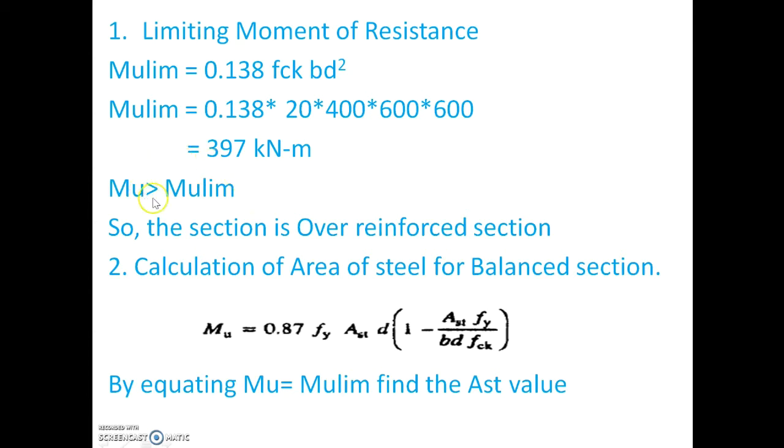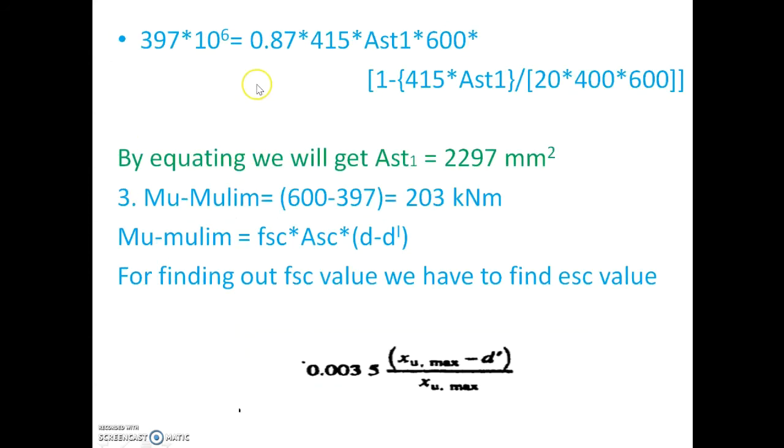So in general, the section is over reinforced, but over reinforced sections are not preferable. So we will design this particular structure as a doubly reinforced section. So first we have to find out the area of steel for balanced section, that is for limiting moment of resistance. Mu is equal to 0.87 fy Ast into d into 1 minus fy Ast by fck bd. So let us equate Mu is equal to Mu limiting, that is 397 into 10 power 6 is equal to 0.87 into 415 into Ast1.